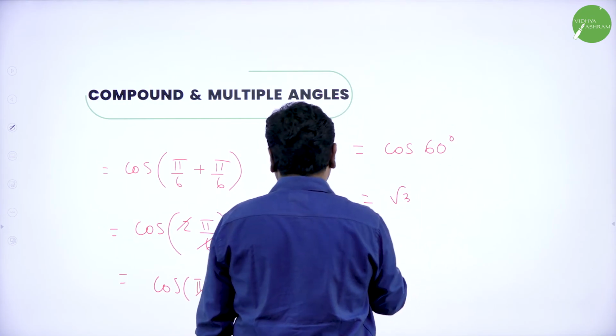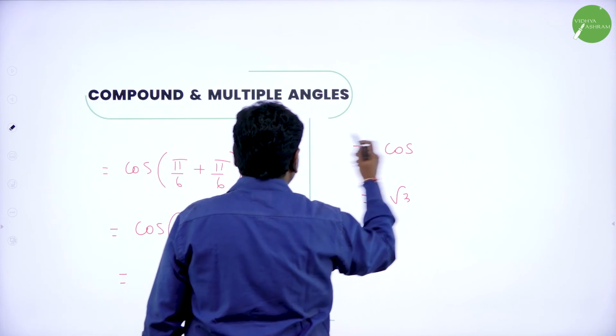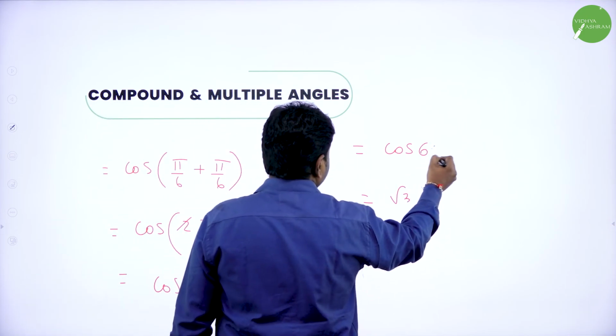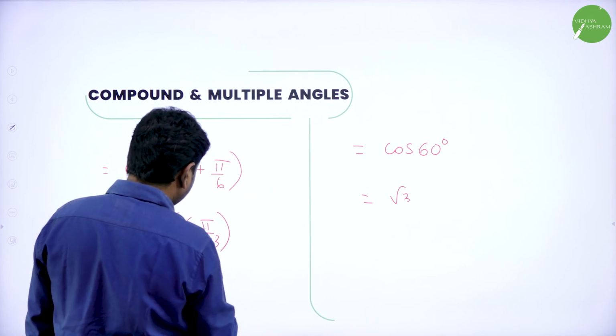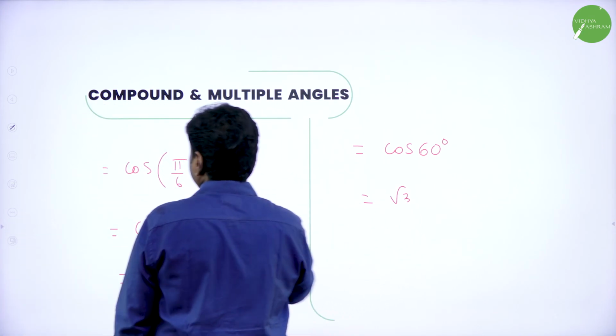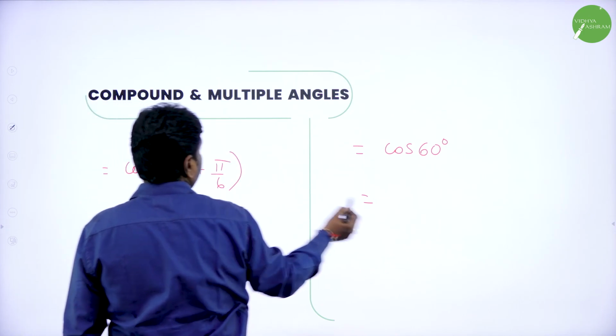What is cos 60? Sorry, cos pi by 3 we got. We got pi by 3. What is pi by 3? Pi by 3 is 60 degrees. Cos 60. Cos 60 is what? 1 by 2. So pi by 6 plus pi by 6 is 2 pi by 6. That will become pi by 3. Pi by 3 is 60. Cos 60 is what? You know, cos 60 is 1 by 2. Here it is 1 by 2.